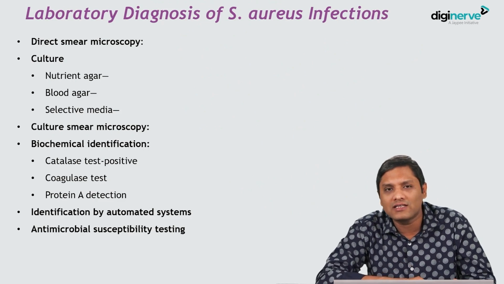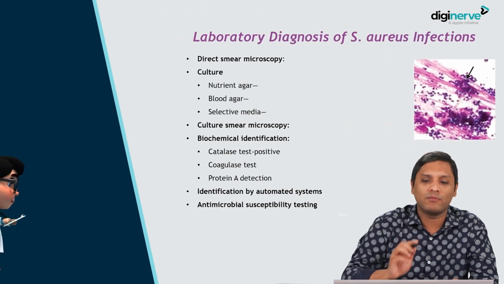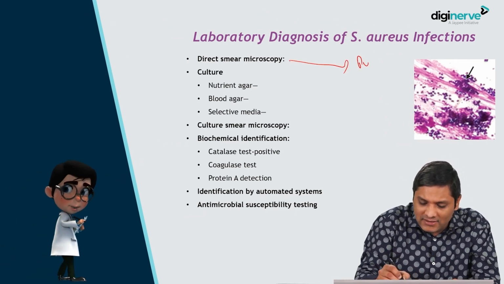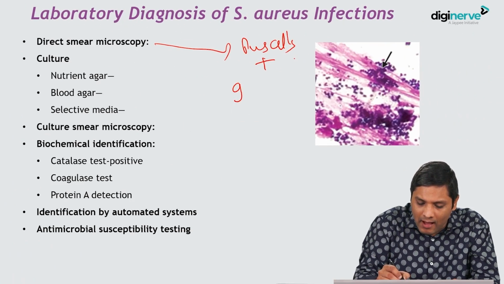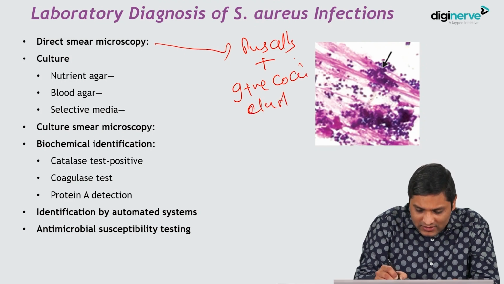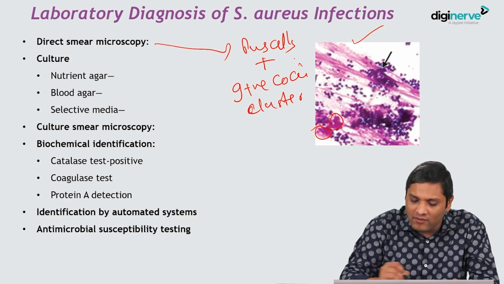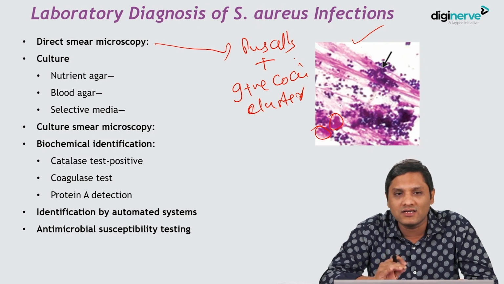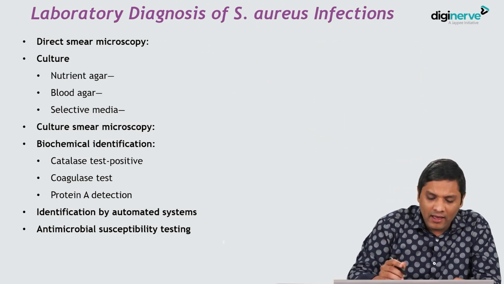So after you collect the specimen, the first thing you do is direct microscopy. Remember, when you perform direct microscopy, what you will see is pus cells with gram-positive cocci arranged in clusters. You can see here plenty of pus cells. This is a pus cell. Plenty of pus cells with gram-positive cocci arranged in clusters is a typical finding of Staphylococcus aureus in direct microscopy.